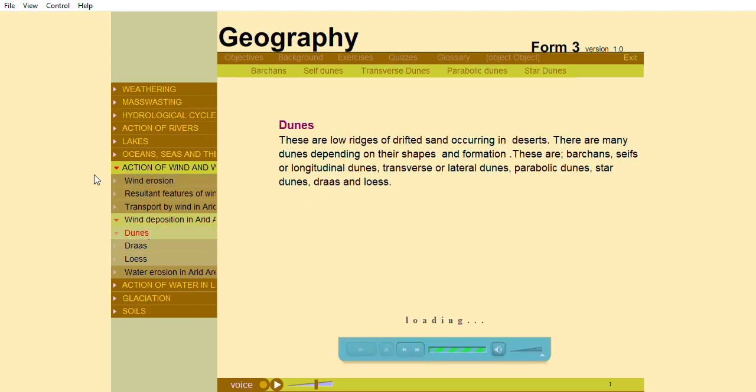Dunes. Sand is deposited by wind in mounds of different sizes and shapes known as dunes. The size depends on the supply of sand to form low ridges known as dunes. Types of dunes. There are many dunes depending on their shapes and formation. These are barchans, seif dunes, transverse dunes, parabolic dunes, and star dunes.